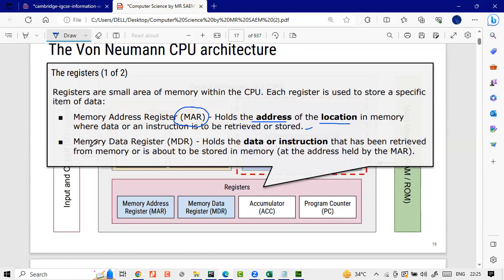The memory data register holds the data, not the address. So it holds the data or the instructions. For example, LDR, where you're supposed to load something, is an instruction. Or it might have 50, and that's the data. So it will hold either 50 or LDR, which is an instruction, that has to be retrieved.